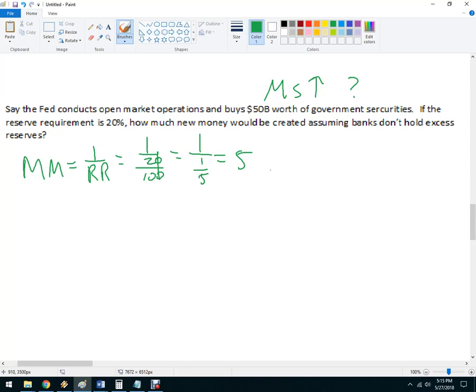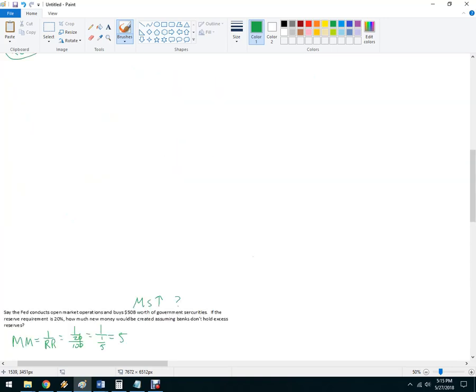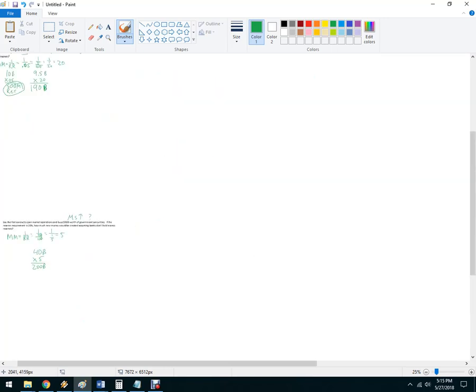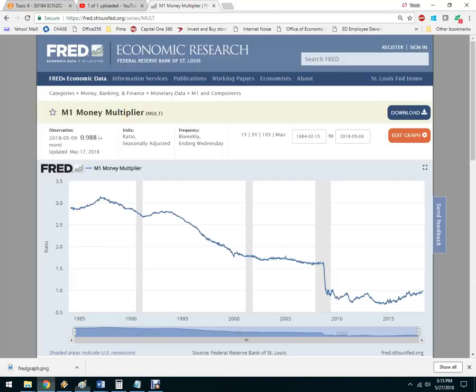So 5 times 50 billion, but it's not going to be 50 billion, it's going to be 20% less of 50 billion. So it's going to be 40 billion times 5, $200 billion. So in both cases, we get about the same monetary increase, but it's different because this one's money multiplier was much higher than this guy. Okay. Now let's look at the real world here really quick.